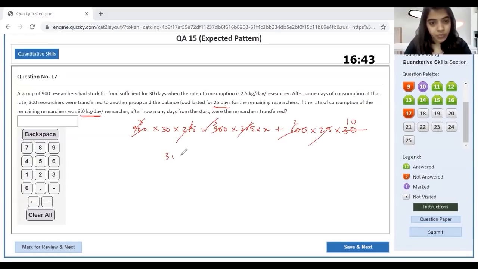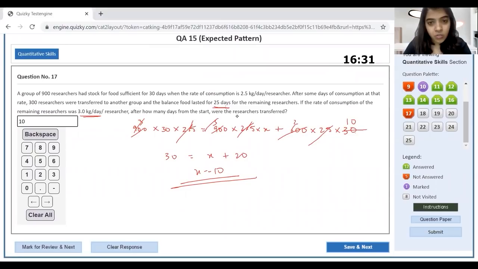Okay, let's go ahead with it. 30 equals x plus 20. x is what? 10. Very easy. We just know that. After how many days from the start were the researchers transferred? Which is x number of days. 10 days.